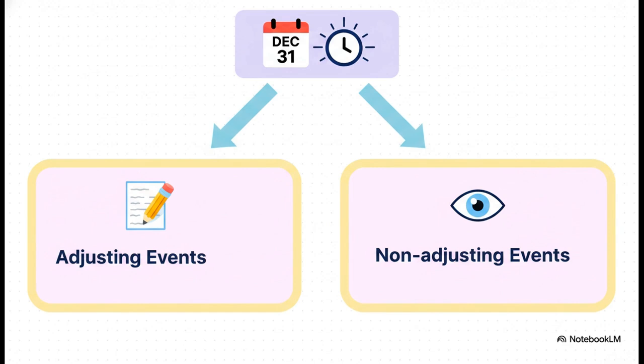Did the condition exist at the stroke of midnight on the reporting date? If the evidence points to a condition that existed at year-end, it's adjusting, and you physically change the financial statements. But if it's a completely new condition that arose after the year-end, well, it's not adjusting. You just disclose it in the notes and call it a day.